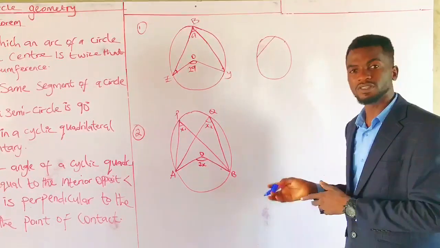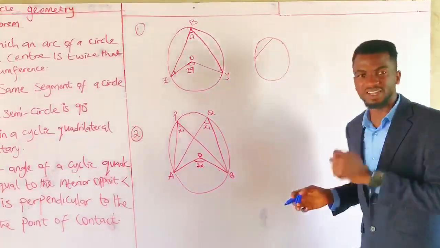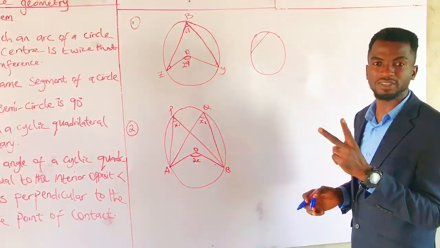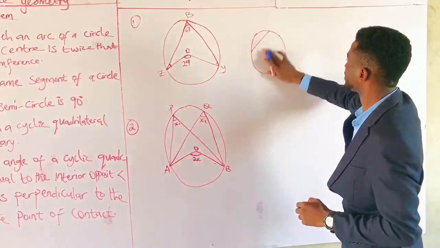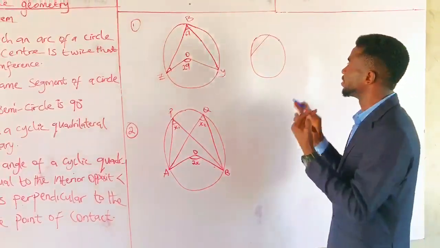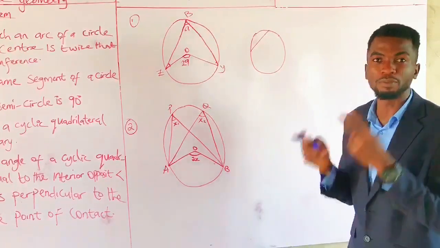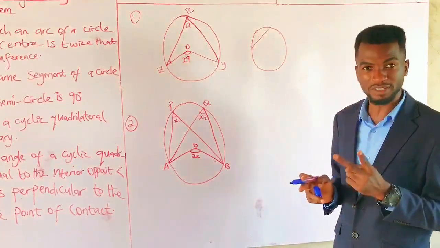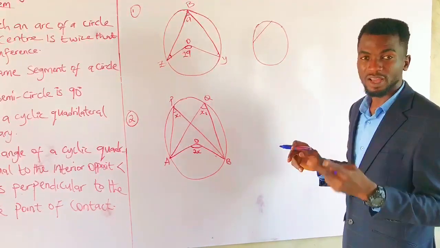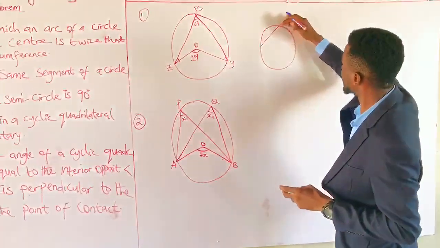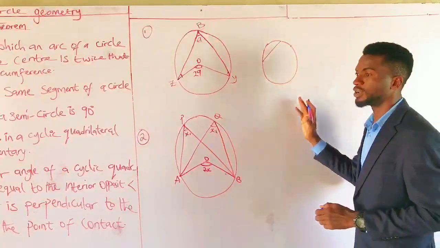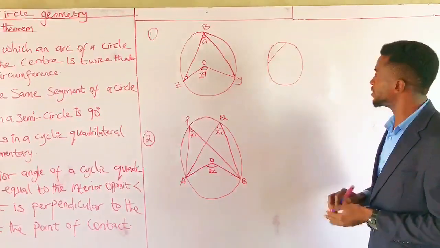Now, what is a chord? What is a diameter? A diameter is a line that divides the cycle into two equal parts, while the chord divides the cycle into two parts but not equal. The similarity between a chord and a diameter is that both of them divide the cycle into two parts. But the diameter divides the cycle into two equal parts. But a chord like this line now, it has divided the cycle into two parts, but the parts are not equal. This is a chord. So these are the basic.